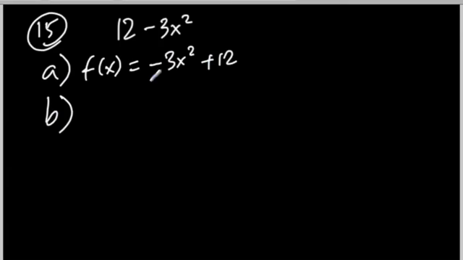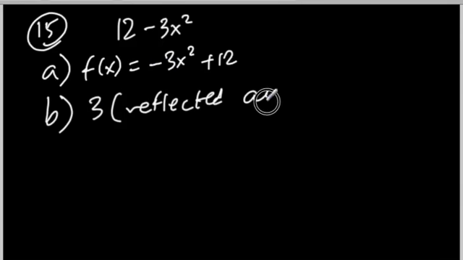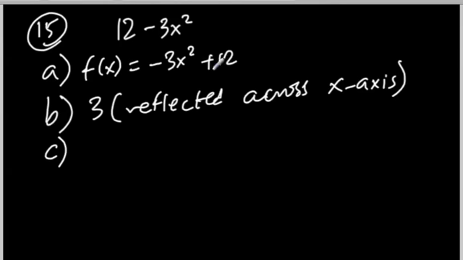So let's do b. b says find the vertical stretch. It's not negative 3, it's simply 3, and it's reflected across the x-axis. C says to find the y-intercept, and that's going to be the constant in the standard form, so it's 12.